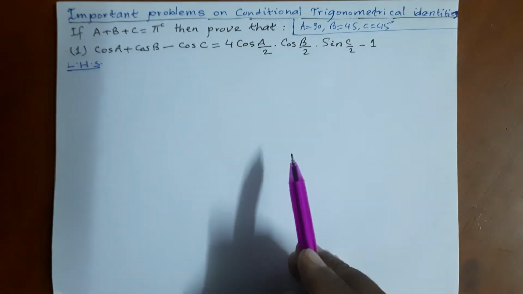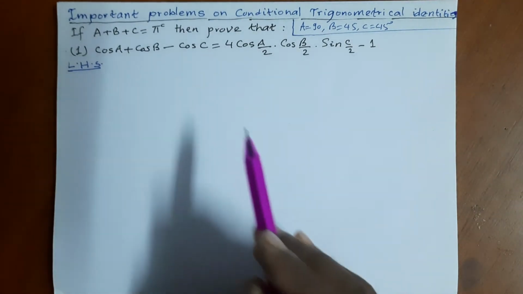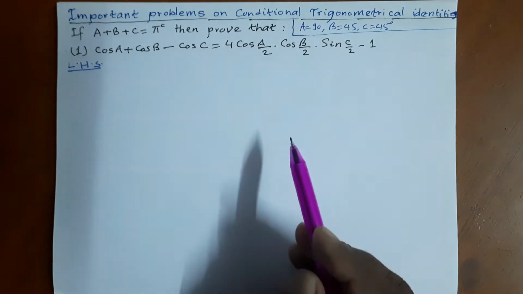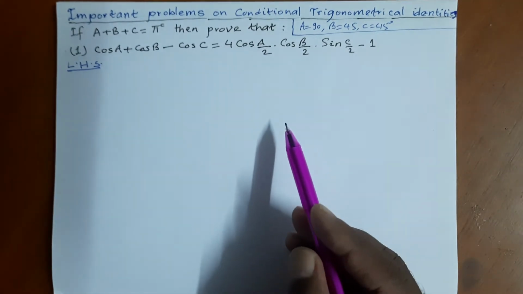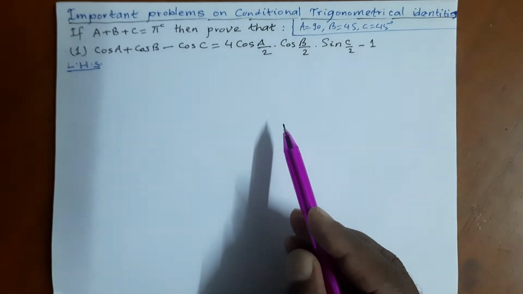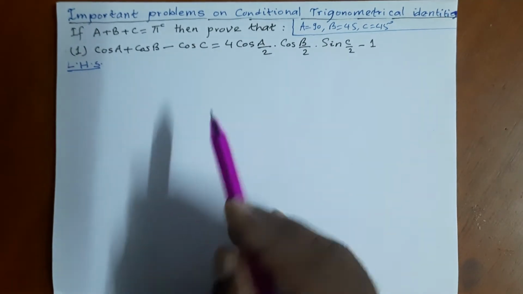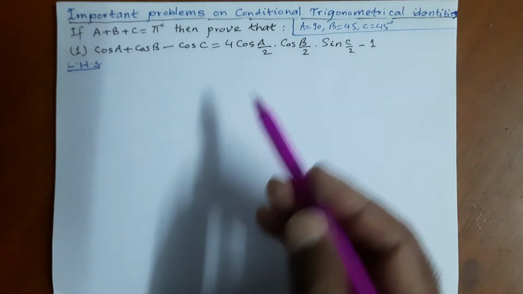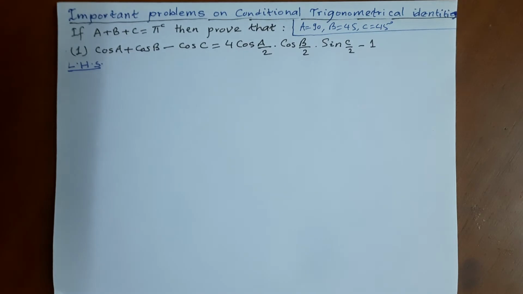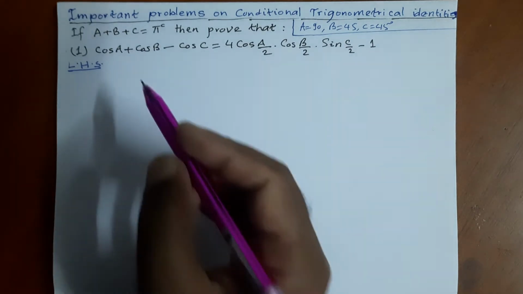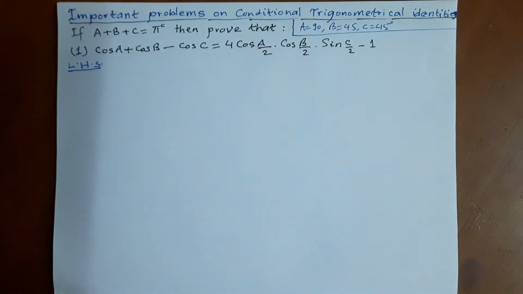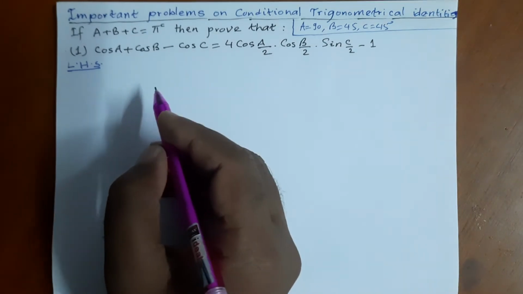In examinations, sometimes due to printing mistakes, some questions may not be correct, and at that time the student's precious time is wasted. So before starting, I suggest you check it once using a calculator, because it doesn't take more than 1 minute and that will save your precious time. Now, without delay, I'll start to prove this conditional trigonometric identity.